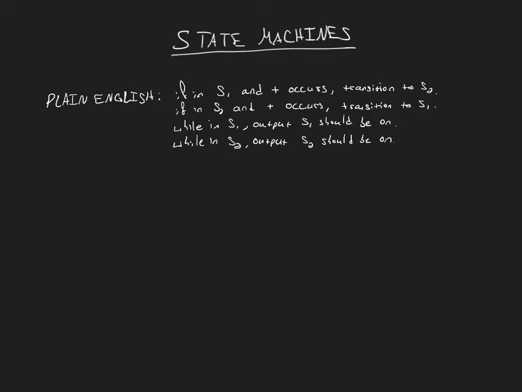Let's see, is that it? So we're in S1, T occurs, we transition to S2. When we're in S2, T occurs, we transition to S1. When you're in S1, S1 is on. When you're in S2, S2 is on. It looks good to me.